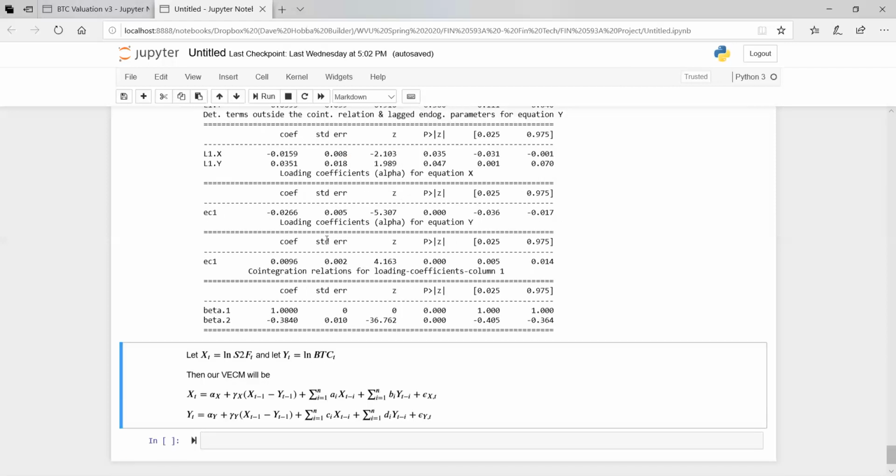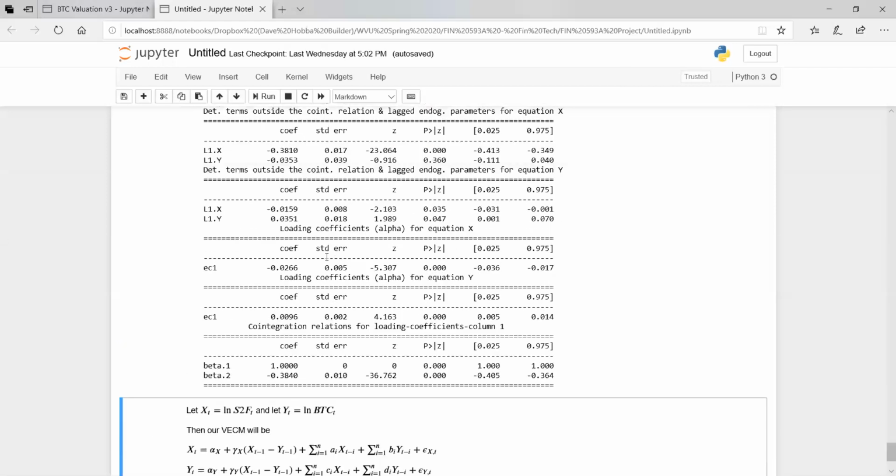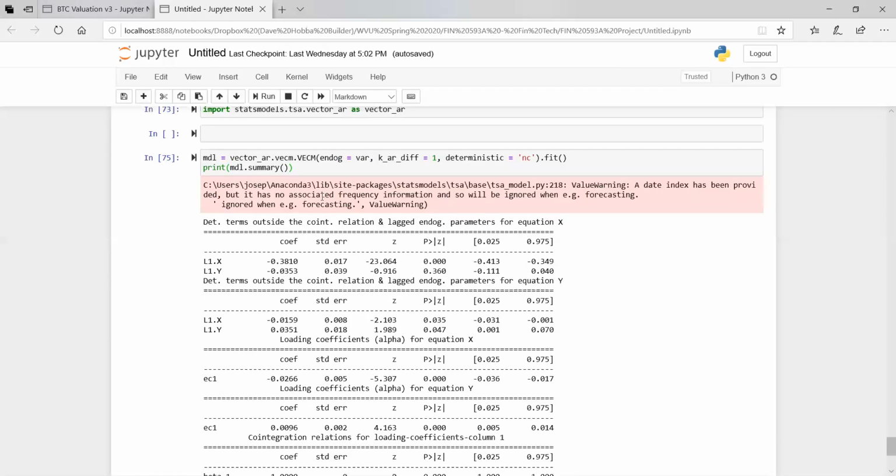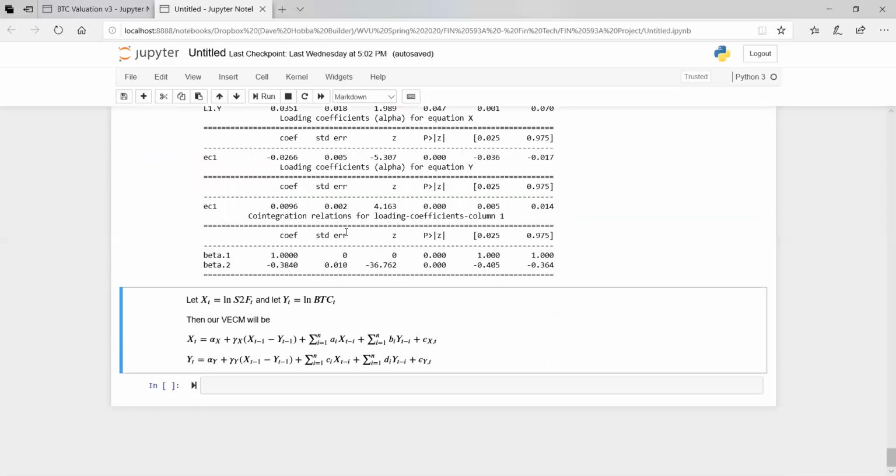So anyway, here we have our VECM model. We fit it and print off the summary. So this is what you would attach. Even though both log Bitcoin and log stock-to-flow are non-stationary, the residuals are stationary. So we are able to estimate one or the other due to co-integration.